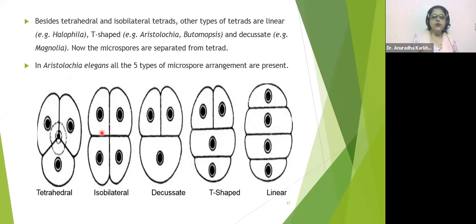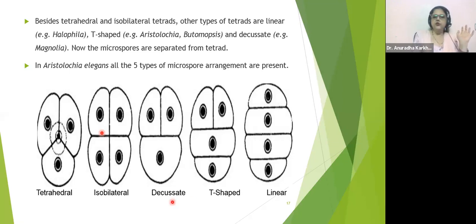So any confusion with whatever we have done till now with this chapter? Has anyone not understood any point? All are okay with whatever we have done? Anther walls, epidermis, endothecium, middle layer, tapetum, everything okay?